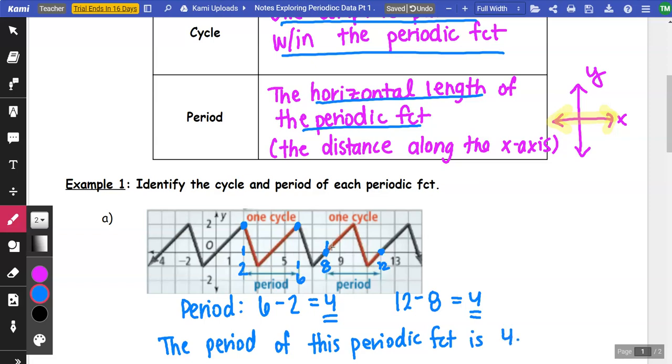of this periodic function is 4. And I don't know if you can hear that, but my puppy is being whiny in the background, so I'm going to go take care of her for a second.